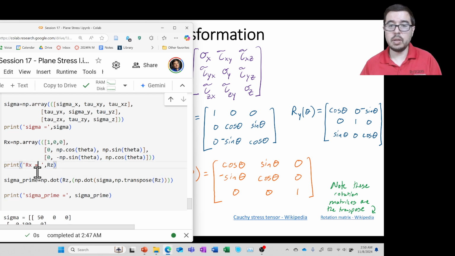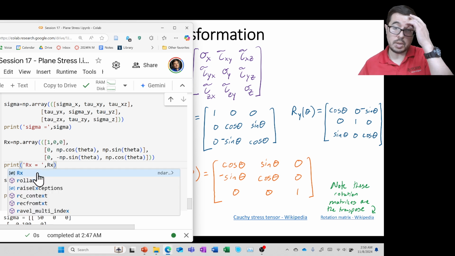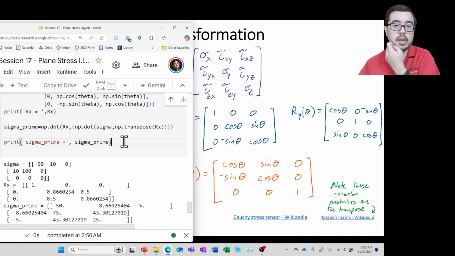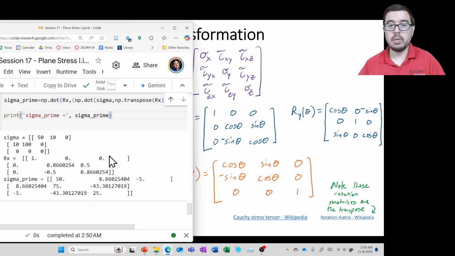We can go ahead and print the Rx rotation matrix. And the result needs to be Rx dotted with sigma dotted with Rx, like this. Okay, and so we should be able to run it just like that. Let's take a look and see what we get. So this was our original tensor, 50, 10, 0, 10, 100, 0. Okay, good. This is our rotation matrix.